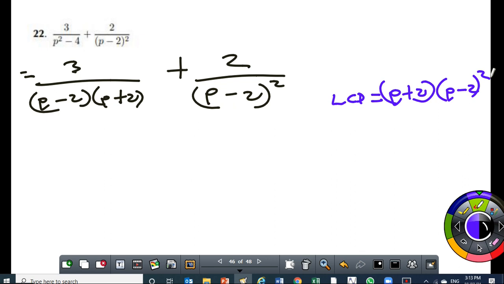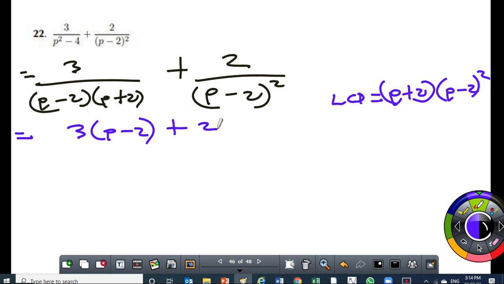Right, let's carry on. Now, once you find your LCD, it should become easier. The first denominator, you need to make it equivalent to that LCD. So which term are you supposed to multiply with to make it equivalent to the LCD? It will be p minus 2. So I'm going to multiply the denominator by p minus 2. Then I'll also multiply the numerator by p minus 2, so that I'll get 3 times p minus 2. For now, I'm not going to write the denominator because I know that it's equal to the LCD after this multiplication.